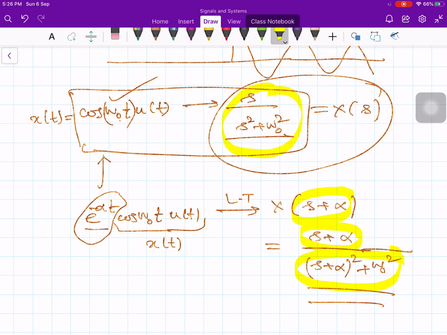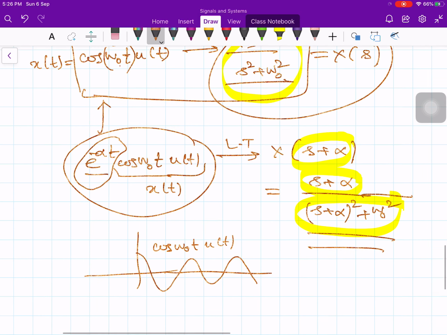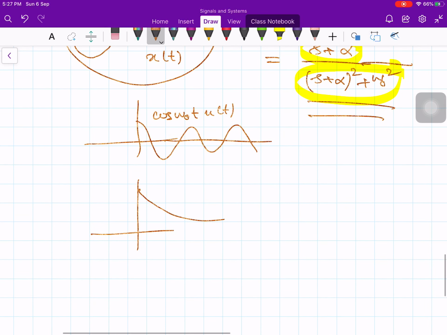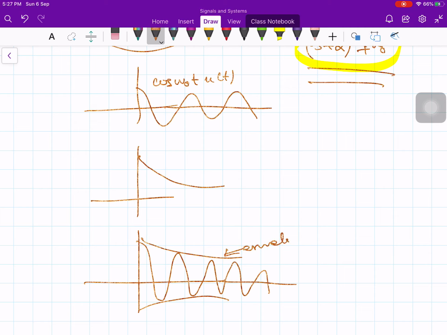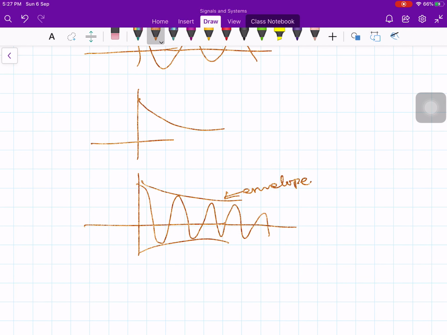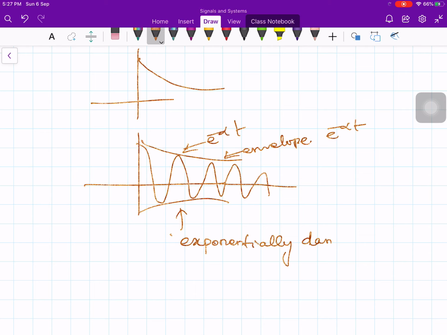By the way, how does this function look in the time domain? We know cos omega naught t into u of t looks like this, and e to the minus alpha t looks like this. If you multiply these two, it will be like this. So your function is a decaying sinusoidal, and this is your envelope where the amplitude decays as e to the minus alpha t. So this is an exponentially damped sinusoidal function of time.